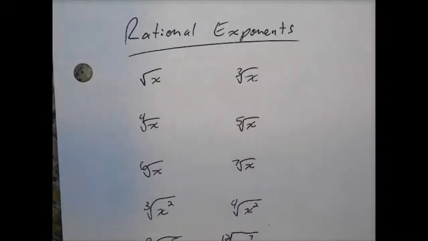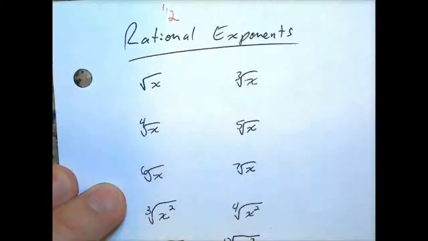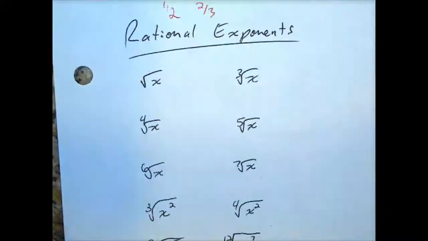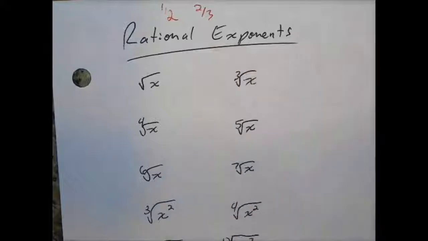So all that rational means, rational just means like a fraction. So like 1/2, that is a rational number. 2/3, that is a rational number. And then exponents is something in the exponent.